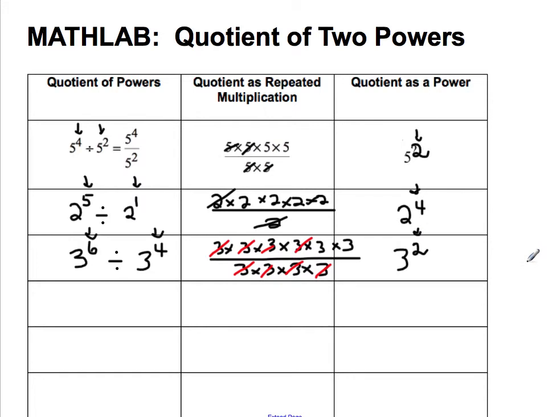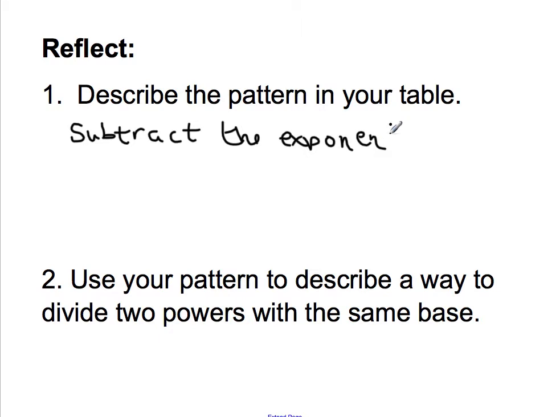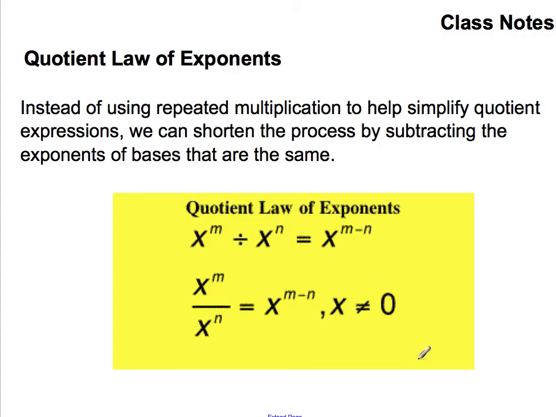So pause this video and write down what you think the rule is, or what you think the pattern is. Okay, so if you put something like subtract the exponents, you're pretty bang on. So when you divide powers and you have the same base, you would actually just subtract the exponents. You don't have to write it in repeated multiplication form. So we're going to learn our law. Instead of writing repeated multiplication to help simplify quotient expressions, we can shorten it by subtracting the exponents.